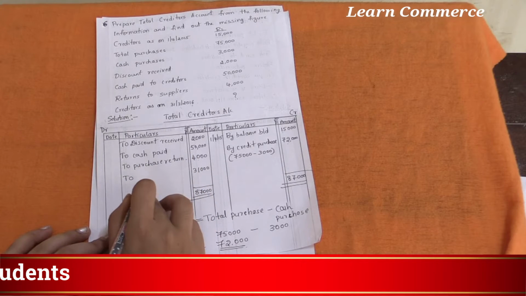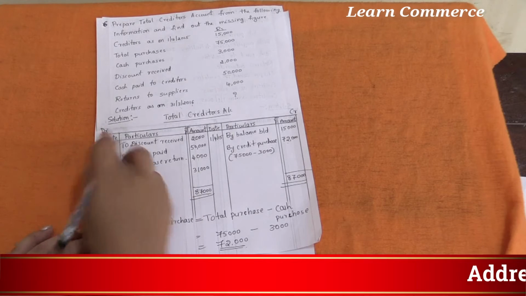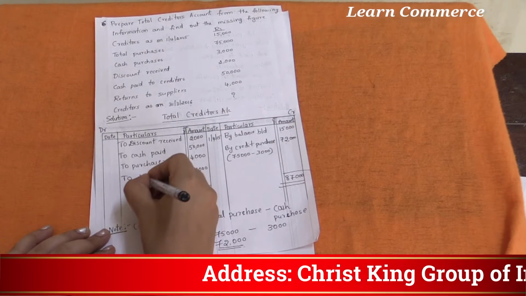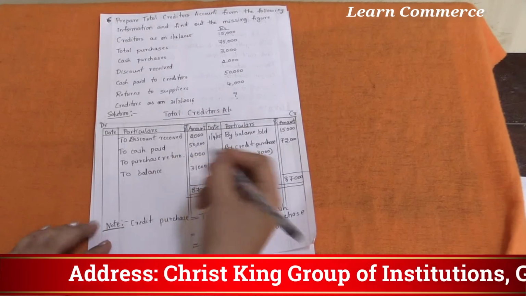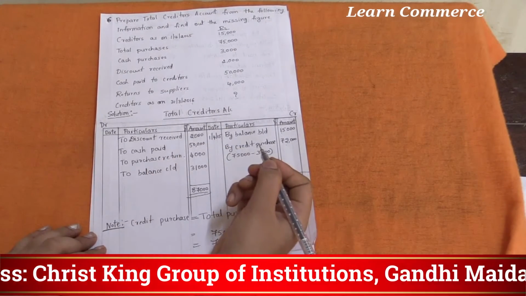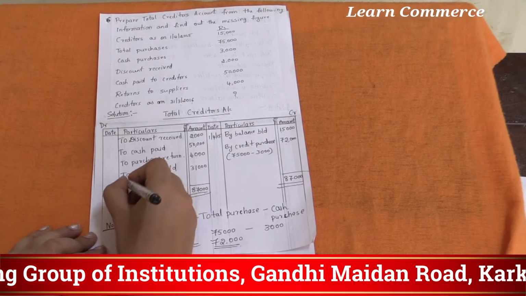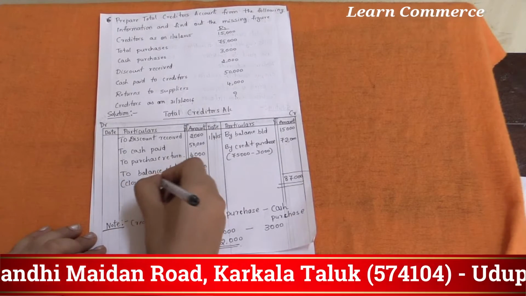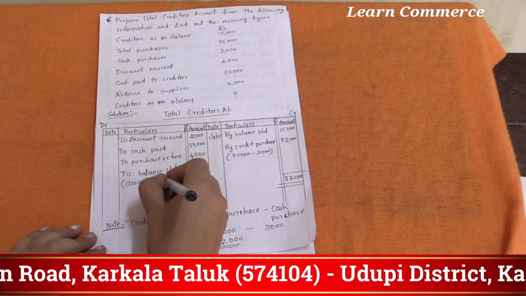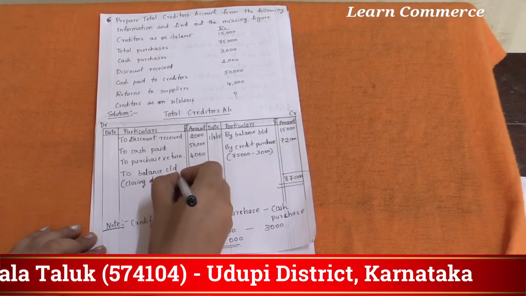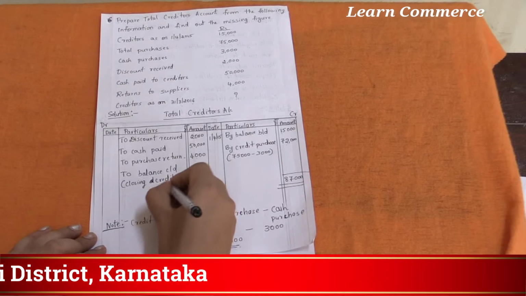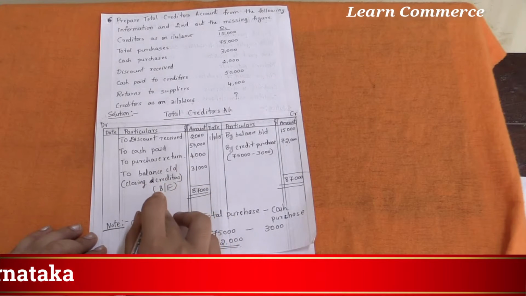Closing balance of the creditor is always recorded in debit side at the end, and it should be recorded as to balance carried down. Okay, this is the closing creditors. This is the balancing figure here. BF, balancing figure, is this one.